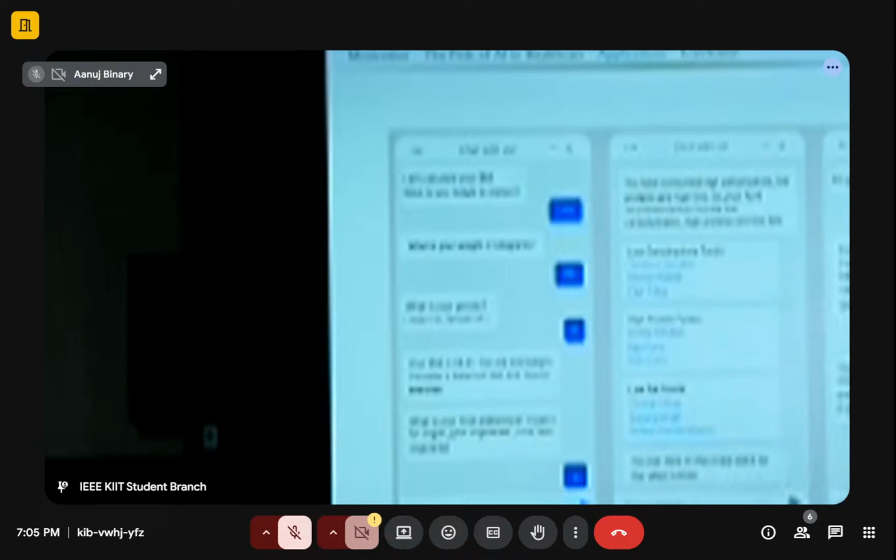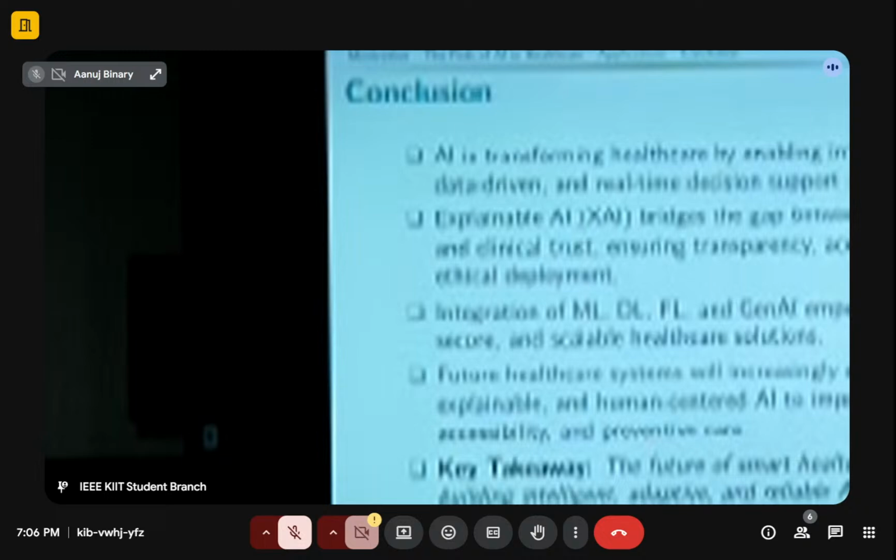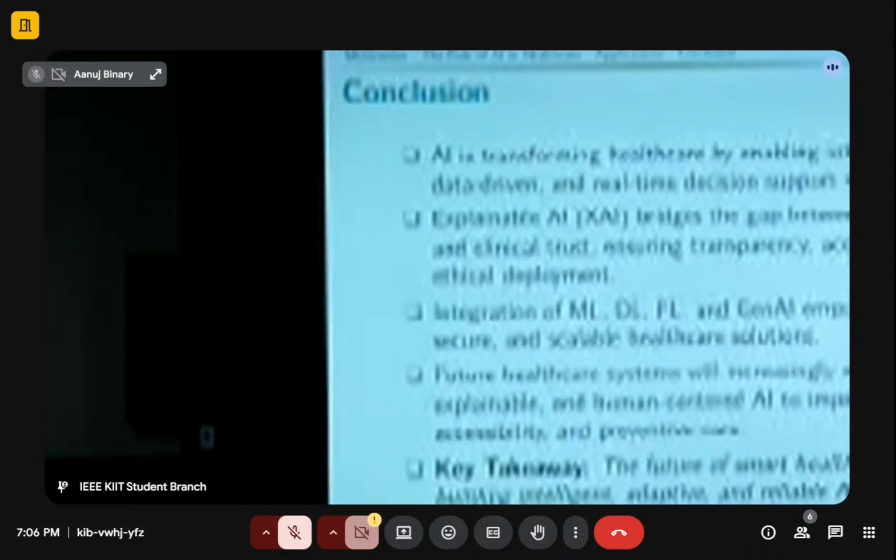So these are all we have discussed so far, like NutriVision, the final one. The future of smart healthcare lies in building intelligent, adaptive and reliable AI systems that not only predict outcomes but also personalize decisions for improved human well-being. So that is my suggestion to all of you: please maintain a healthy diet so that you will become healthy.